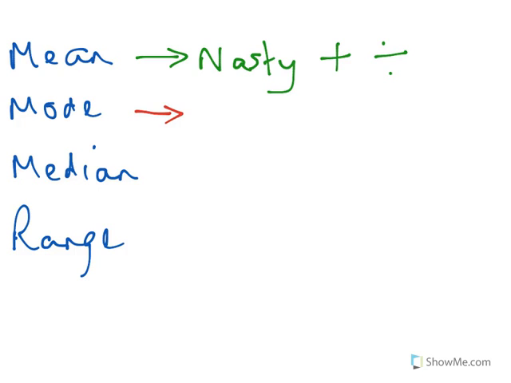Next, mode. Easiest one to work out. You basically look for the most common number. So the one that occurs the most. So I'm going to call this the most. Sounds like mode. Mode, most.